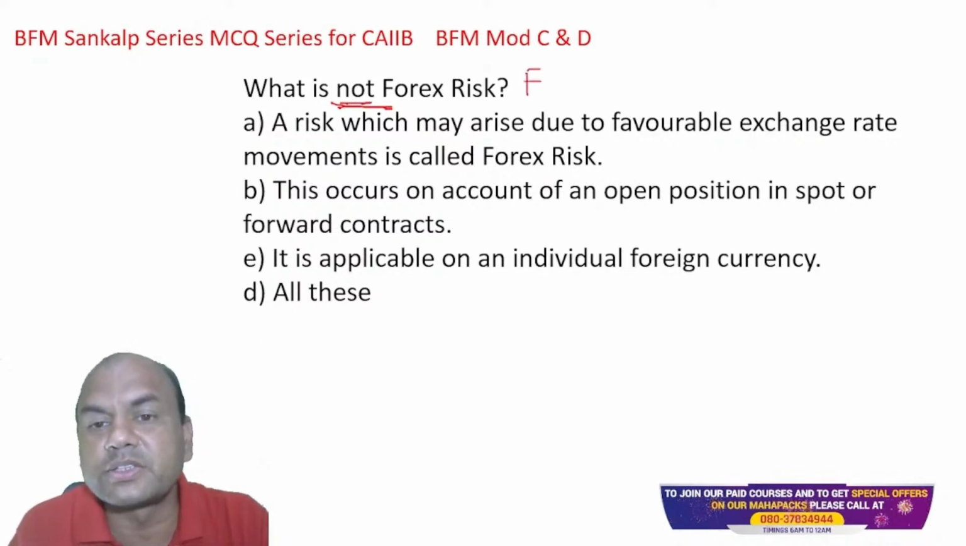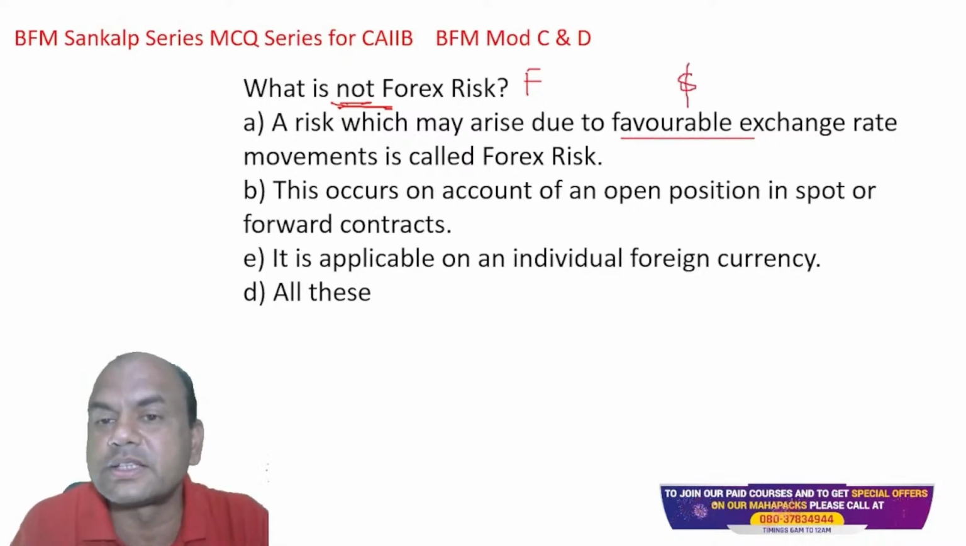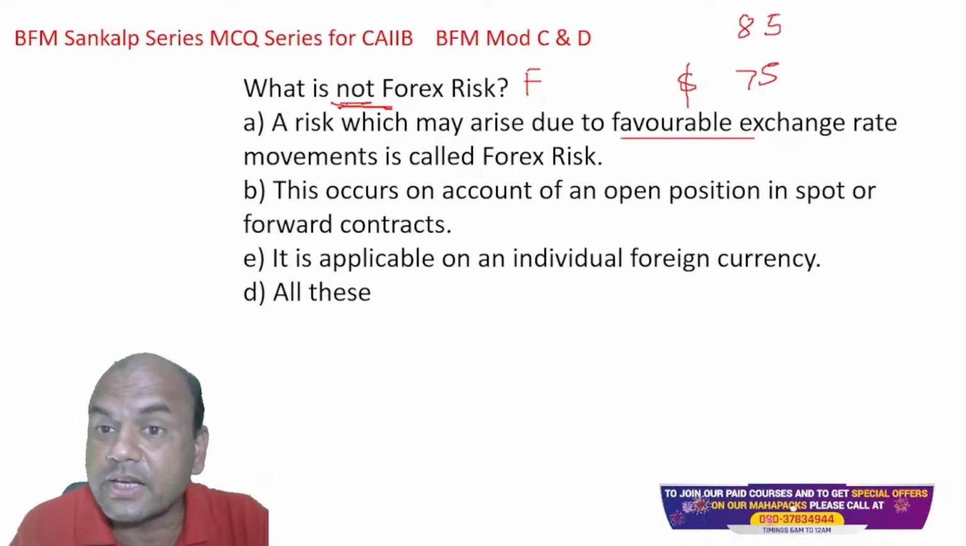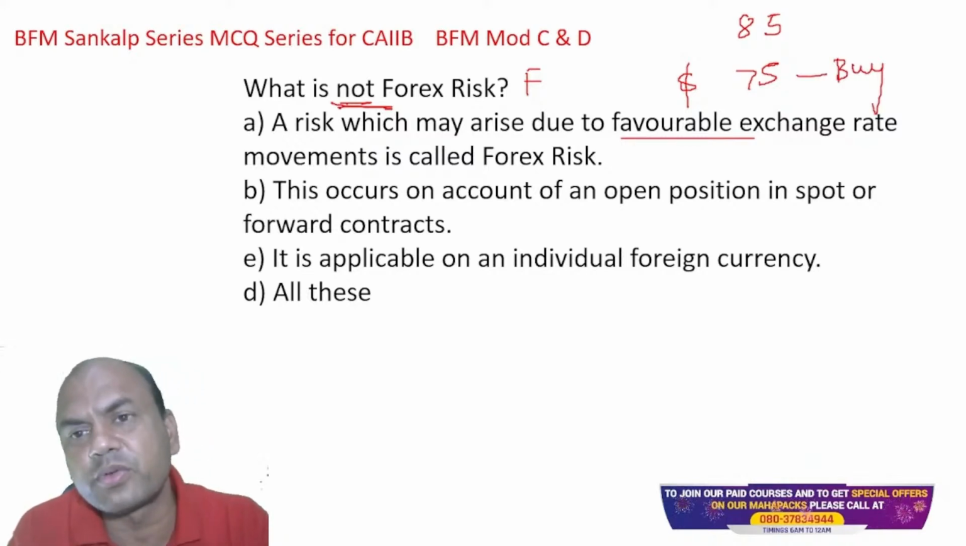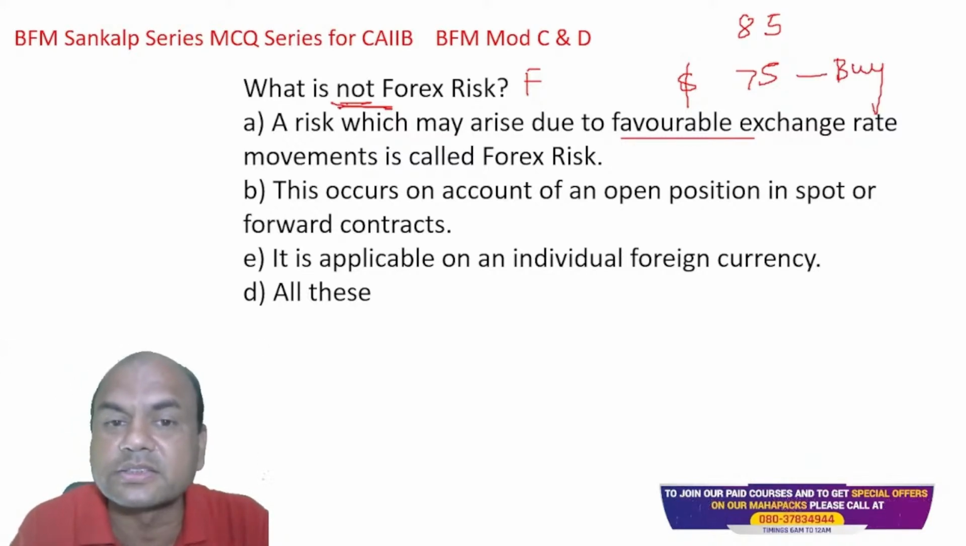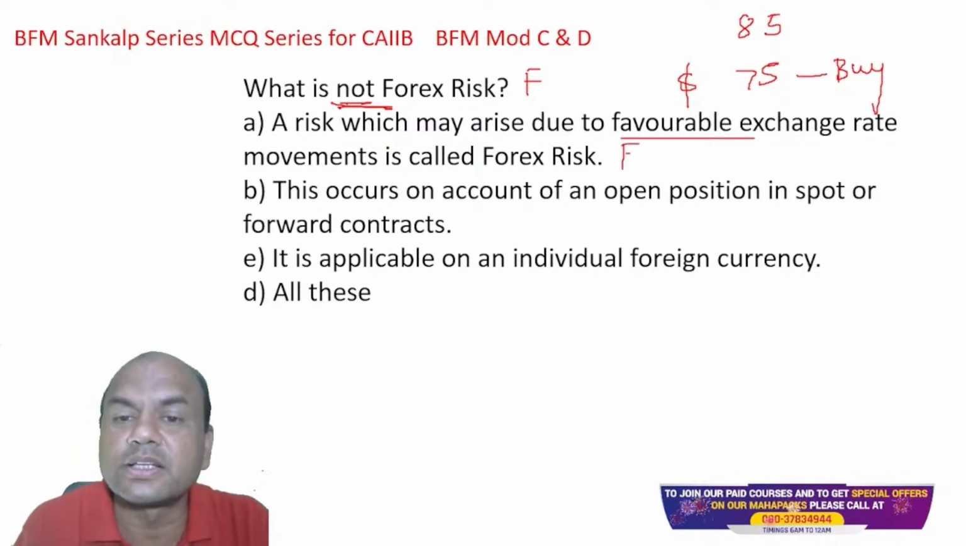A risk may arise due to favorable exchange rate movements in the forex. It's called forex risk. Favorable means I buy a dollar for, let's say, 75 rupees, and now the dollar rate is 85 rupees. So is this a risk to me? I have purchased it at this rate, and now the rate is 85. It is good for me, isn't it? So this is not a risk. This is false, and this is what I want.